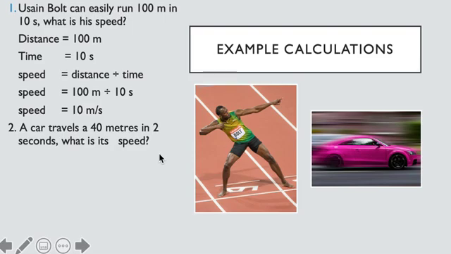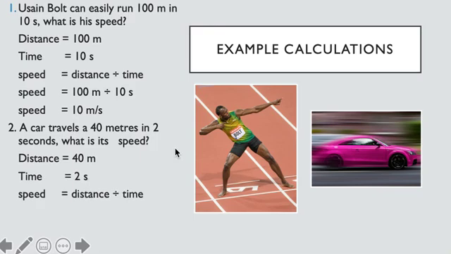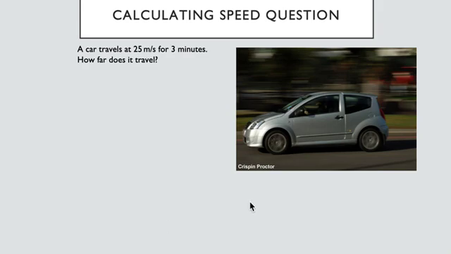Okay, how about this one? A car travels 40 meters in 2 seconds. What's its speed? The distance is 40 meters. The time is 2 seconds. We know that speed equals distance divided by time. So you put those into your equation, and we work out that speed equals 40 divided by 2. The speed is 20 meters per second. Okay, so they were fairly straightforward.